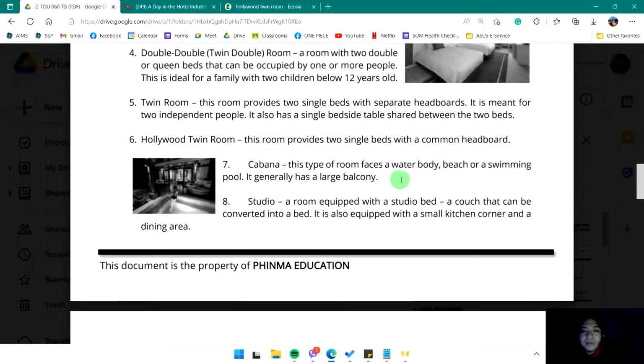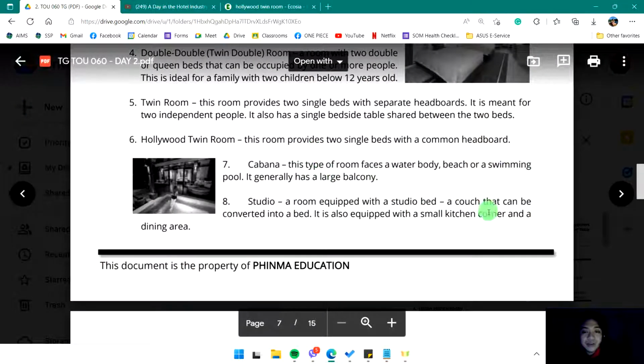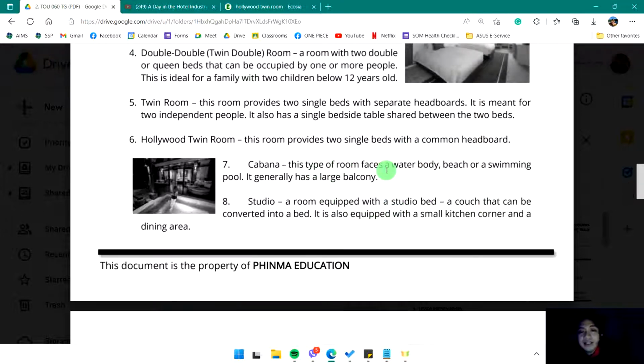Cabana. This type of room faces a water body, beach, or a swimming pool. Generally has a large balcony. So, cabana, ito yung madalas natin makita sa mga movie na mag-move on, mag-let go, pupunta sa beach, tapos mag-isa. Yun. Cabana rooms, yung nirerent nila na usually sa tapat ng mga beaches para muni-muni, para mag-relax-relax, mag-isip-isip mga bagay na ginawa nila sa buhay nila, kung tama ba mga desisyon, and so on and so forth. So, yun po yung cabana rooms natin.